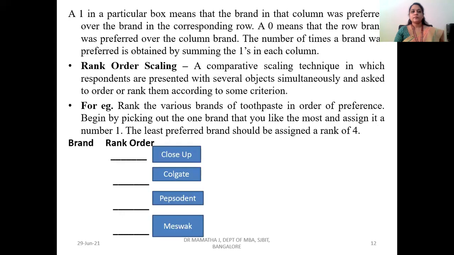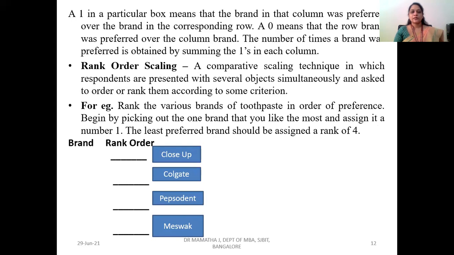Next, rank ordering scale. In this comparative scale technique, respondents are presented with several objects simultaneously and asked to order or rank them according to some criteria. So here the ranking is possible.